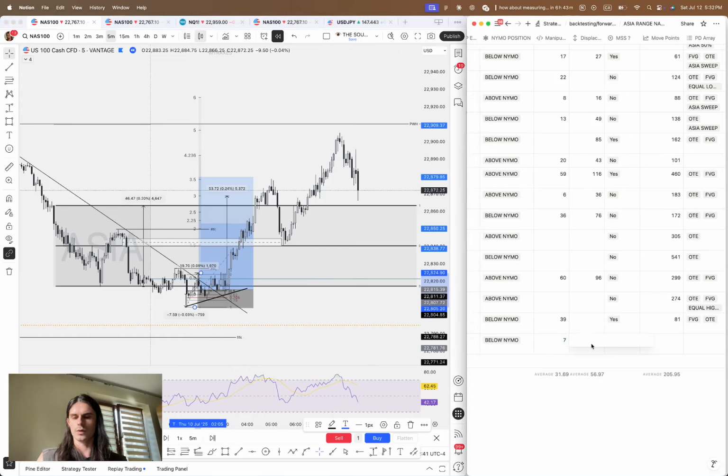And in this case, it was 19 points. On average, it travels 55 points, so it's almost 2 times more than the manipulation. Why do I need that? I need it to build conviction that the price is going to reverse. This is why I need it.